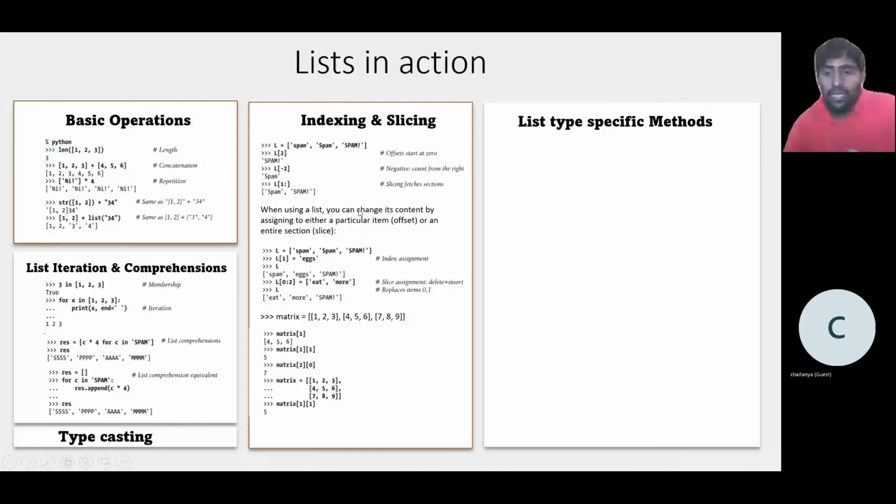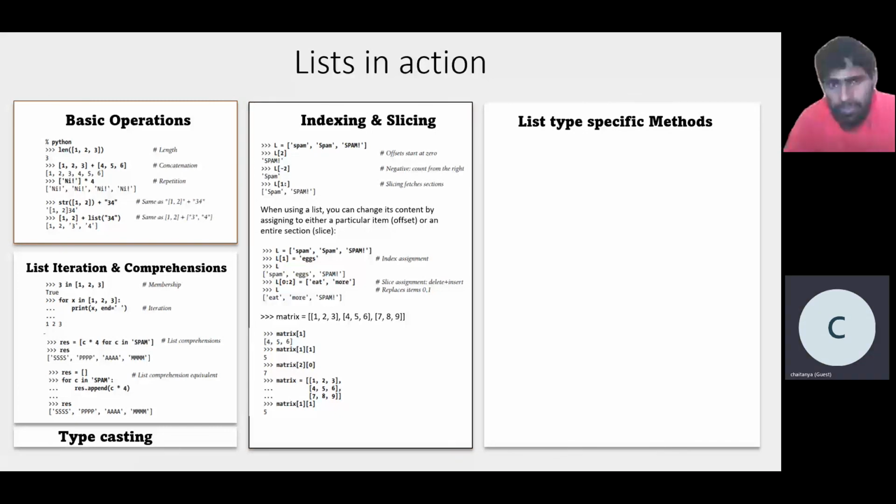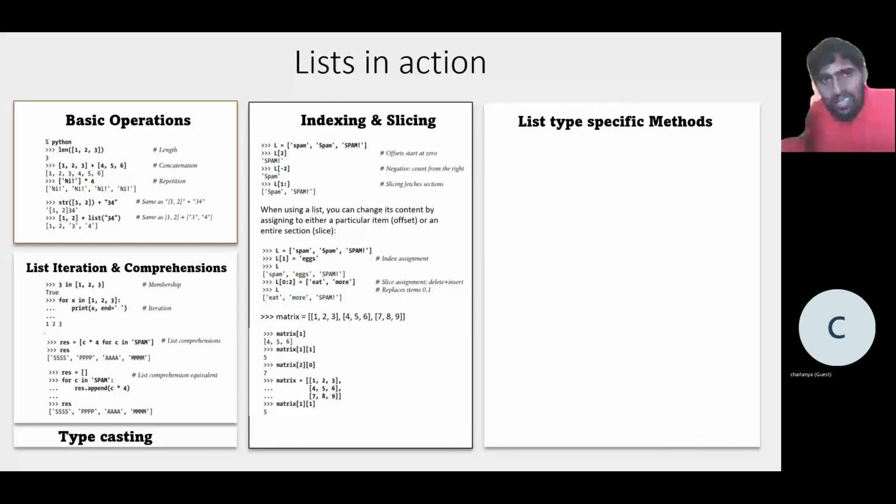Next, indexing and slicing. Is it necessary to talk more about this? By and large, same as strings. But there, each item is a single character. Here, these are objects again. That is the difference. But everything remains the same: indexing and slicing.